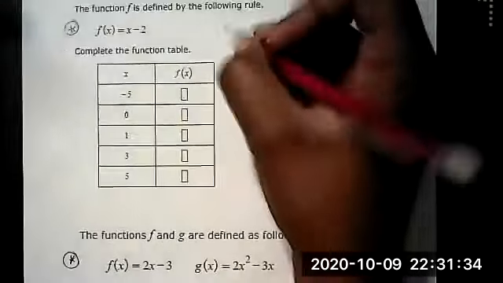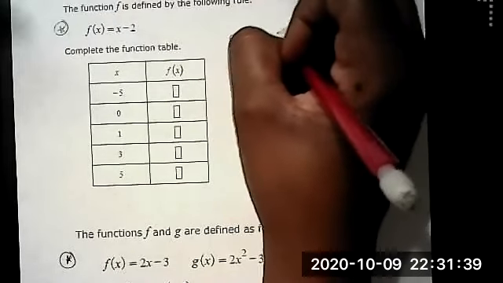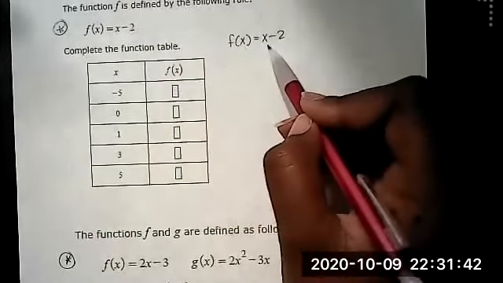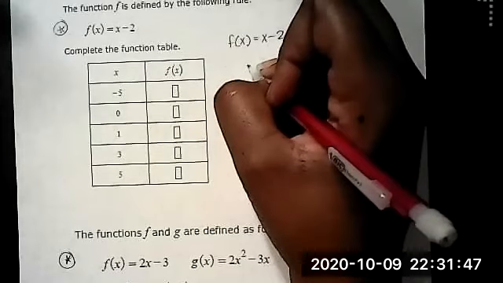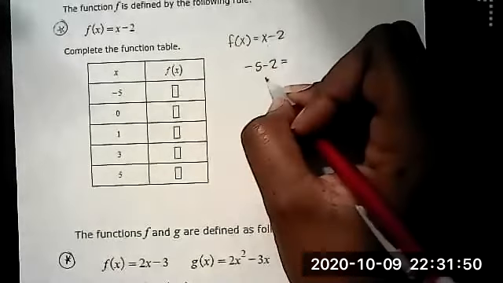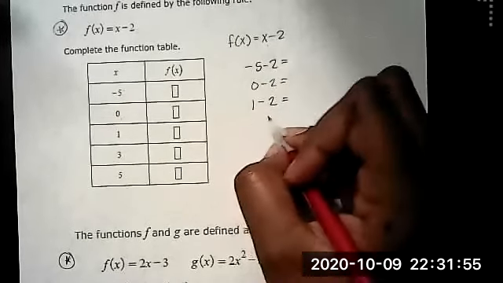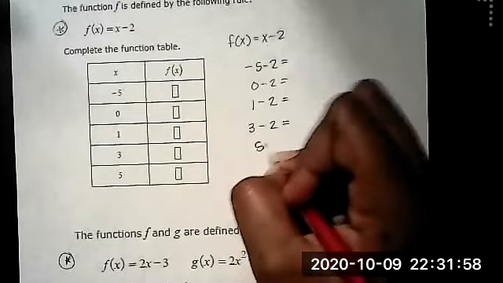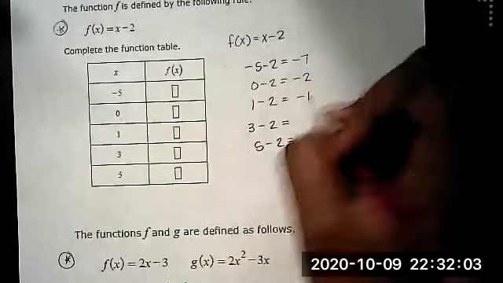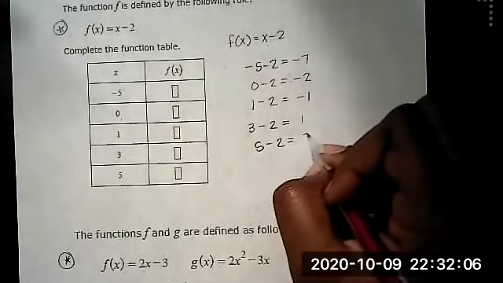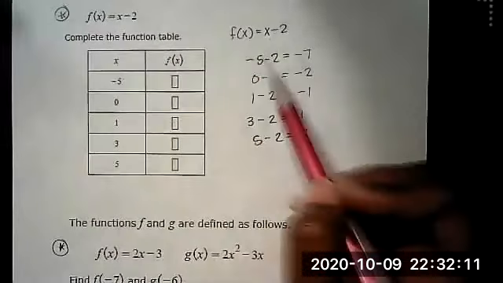All we're going to do is the same exact thing we just did, where you take f of x, which is x minus 2, and replace x with these numbers. So this will be -5 minus 2, 0 minus 2, 1 minus 2, 3 minus 2, and 5 minus 2. So -7, -2, -1, 1, and 3. So these numbers go here. All you're doing is replacing.